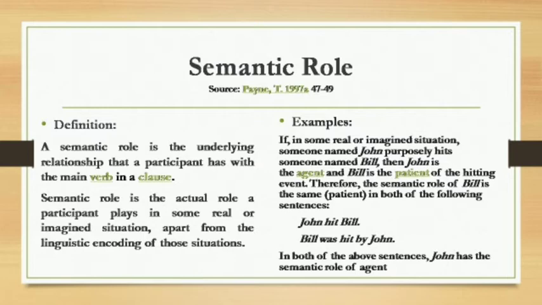Example: if in some real or imagined situation, someone named John purposely hit someone named Bill, then John is the agent and Bill is the patient of the hitting event. Therefore, the semantic role of Bill is the same, patient, in both of the following sentences. John hit Bill. Bill was hit by John. In both of the above sentences, John has the semantic role of agent.